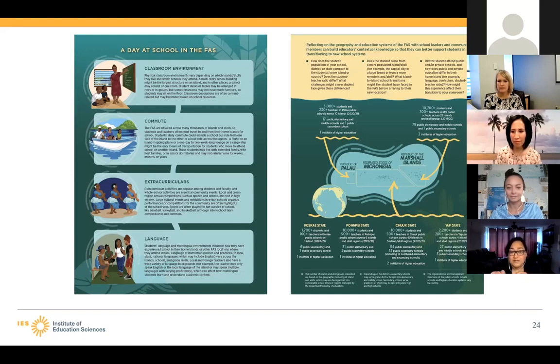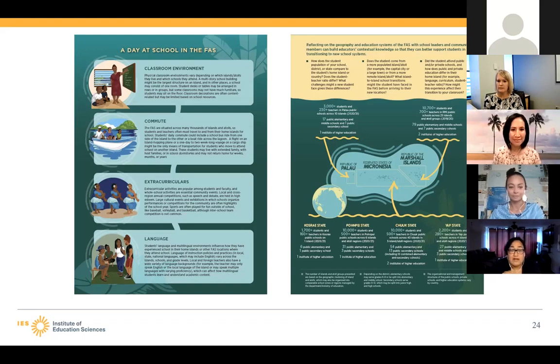And then page 3 of this infographic provides more specific details about schools and students in each of the 3 nations. And we envision educators using these data to spark dialogue with students or their families or community members about what it might look like for them, especially if they have some awareness of having gone to school in the islands and are now living in the US. We provide some reflection questions at the top of the page to stimulate thinking about those topics.